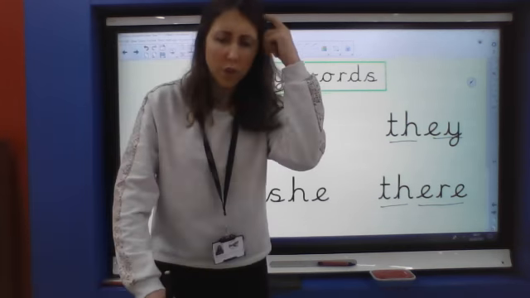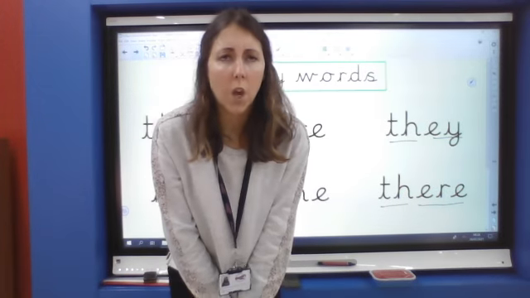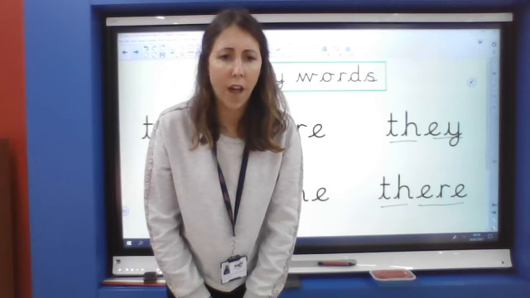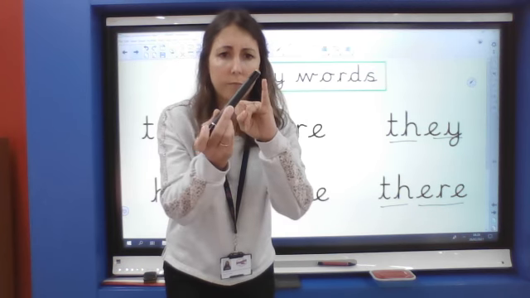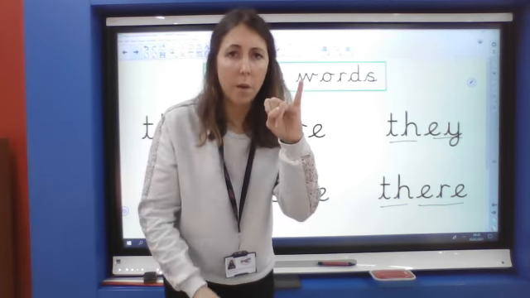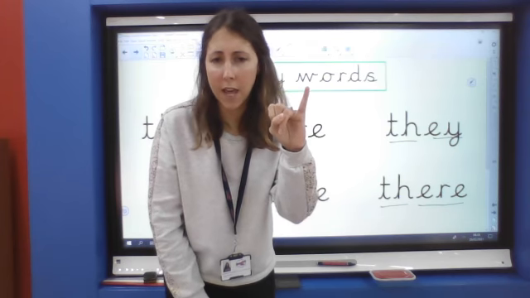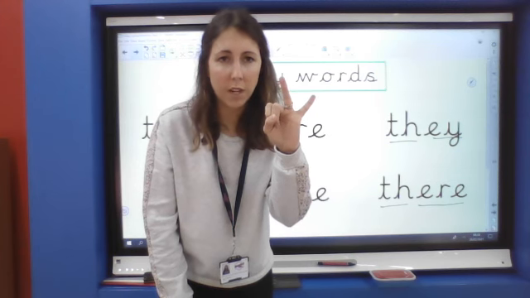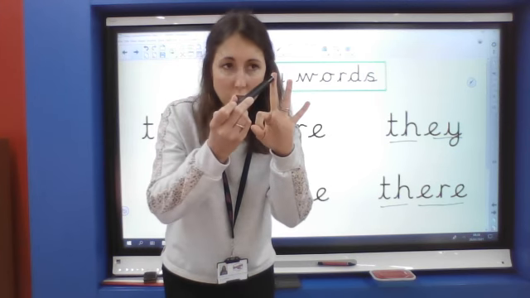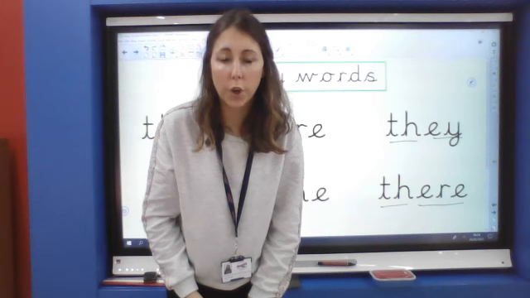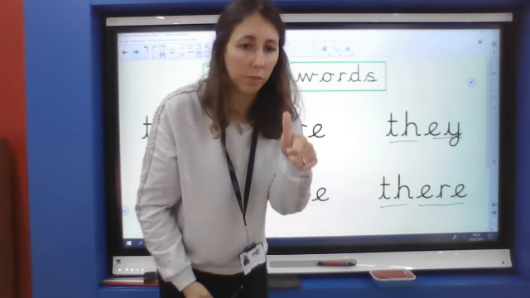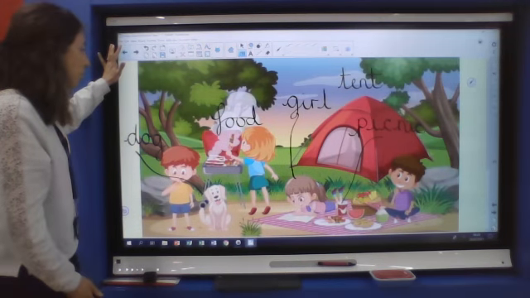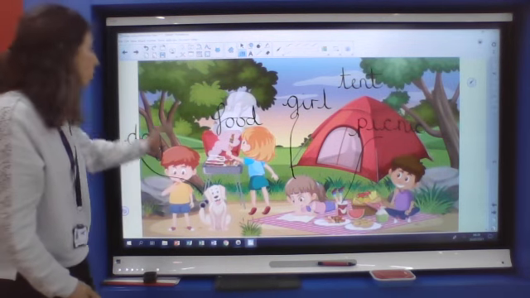Now let's just have a little scratch of our heads and a little reminder of what a sentence needs. So a sentence has got to have at the start a capital letter. Between every word we need a finger space. At the end of a sentence we need a full stop, and we want to see our beautiful cursive handwriting as well. Okay, so I'm going to go back to my picture. I'm going to choose one of my nouns to write about. I'm going to start with dog.